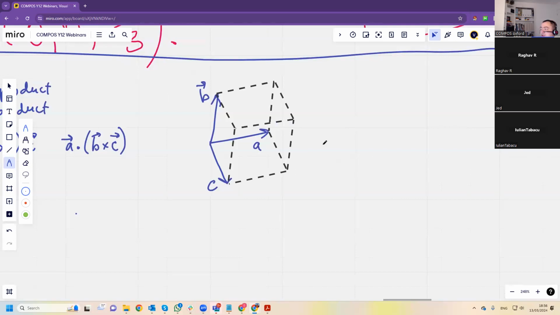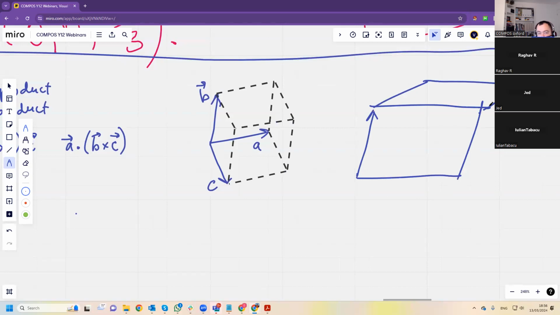Do you understand how you can draw a parallelepiped? A parallelepiped is a three-dimensional shape. It's like a box, like this. If you take any three vectors, A, B, C, you can draw a parallelepiped. No? Yes? Come on. Right. Okay, thank you.